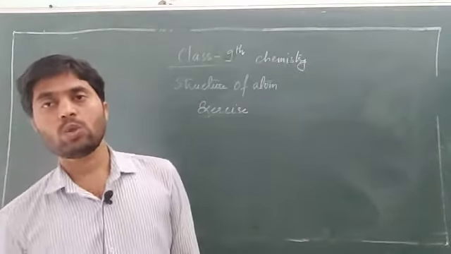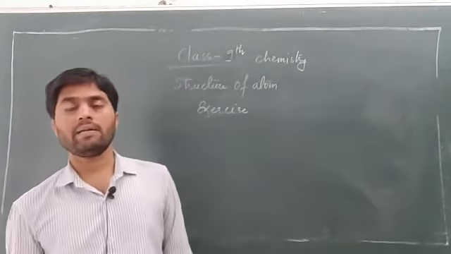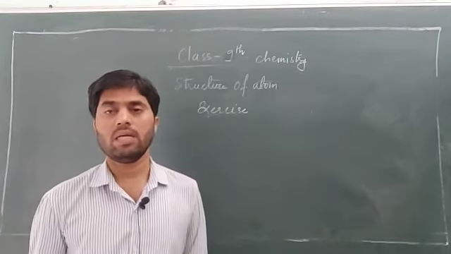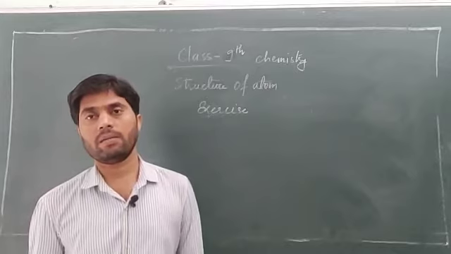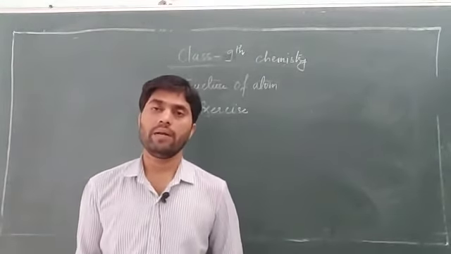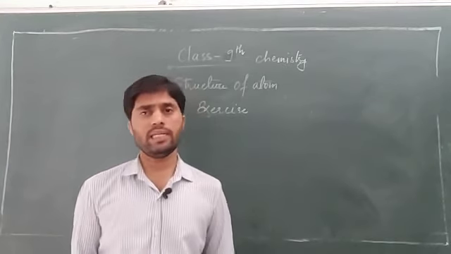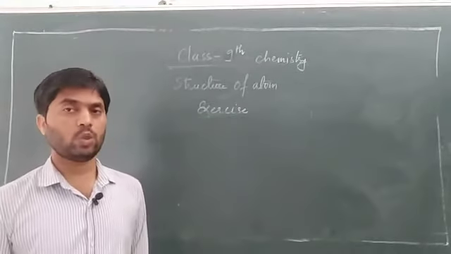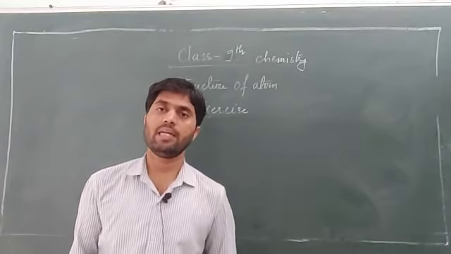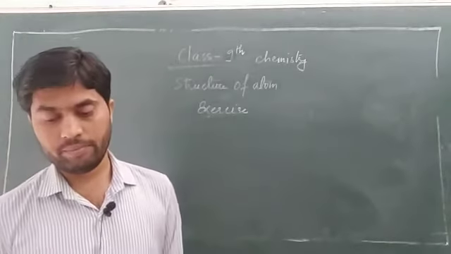Now the third one is isotope. Isotopes are atoms of the same element having the same atomic number but different mass numbers. Carbon-12, carbon-13, nitrogen-14, nitrogen-15, oxygen-16, oxygen-18. Okay, you can explain. Isobars are atoms of different elements having the same mass number but different atomic numbers.